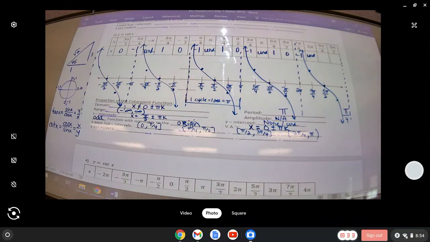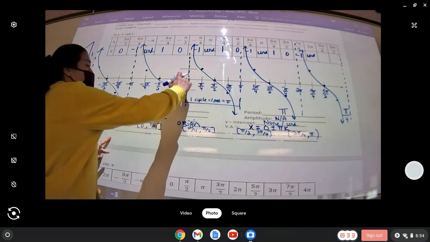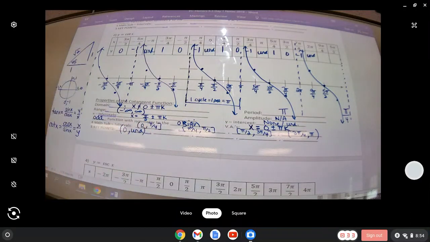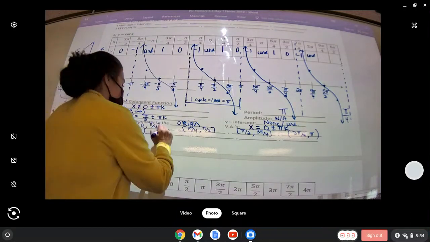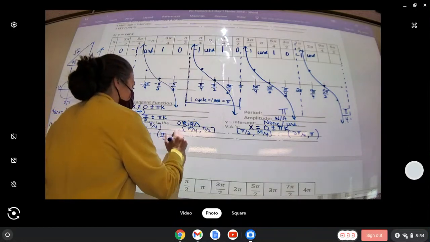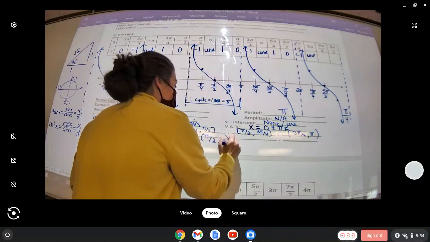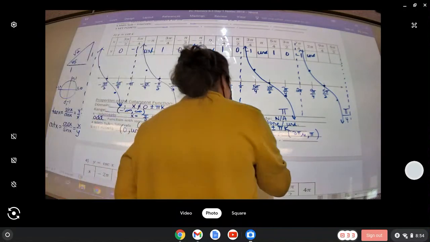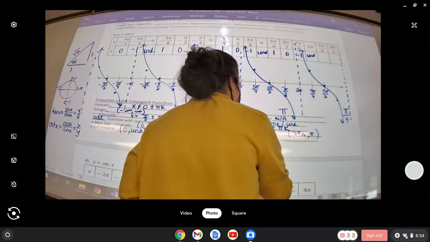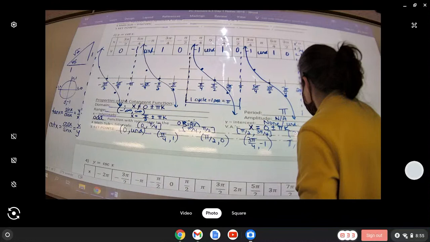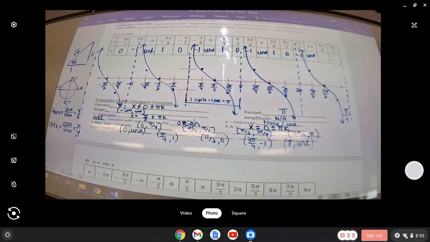Okay, and then our key points, the key points that will allow us to create the first cycle of cotangent, is going to be 0, undefined. That creates our VA. Pi over 4, 1. Pi over 2, 0. 3 pi over 4, negative 1. And then pi, undefined. Creates another asymptote.